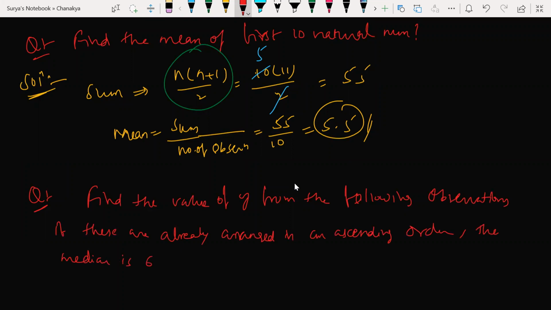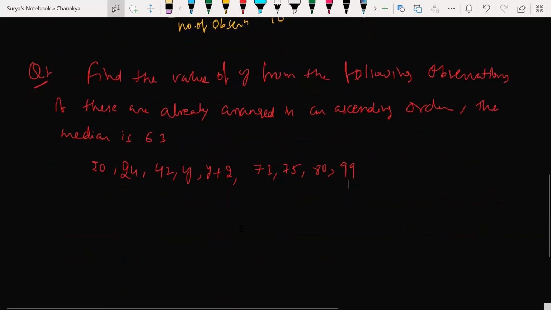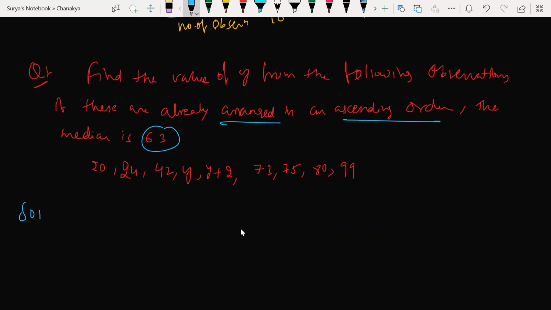the median is 63. The observations given are 20, 24, 42, y plus 2, 73, 75, 80, 99. Find the value of y from the following observations. If these are already arranged in an ascending order, the median is 63.